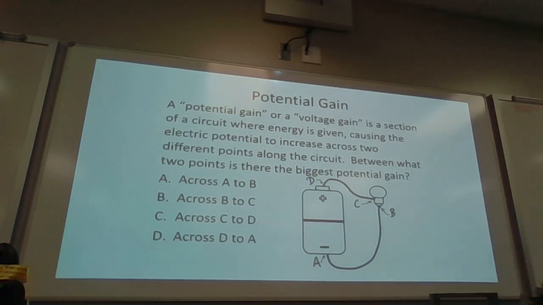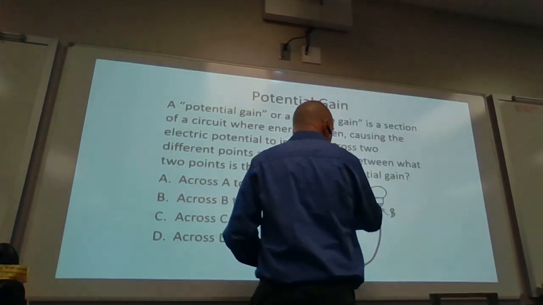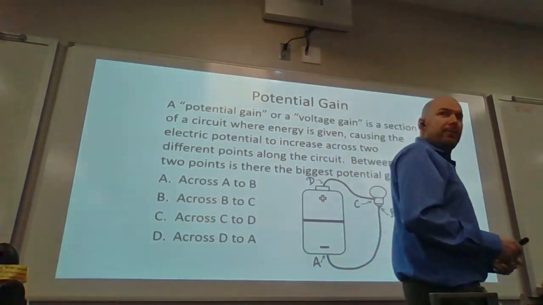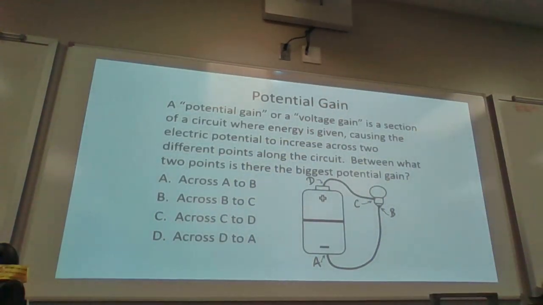Versus a potential gain, or a voltage gain, which is the part of the circuit that gives energy to the electrons, gives electric potential energy. So that would have to be the battery. Anything that's the power supply is giving energy to the electrons. So we look at this as a complete loop. When we say from here to here, giving energy. Okay.